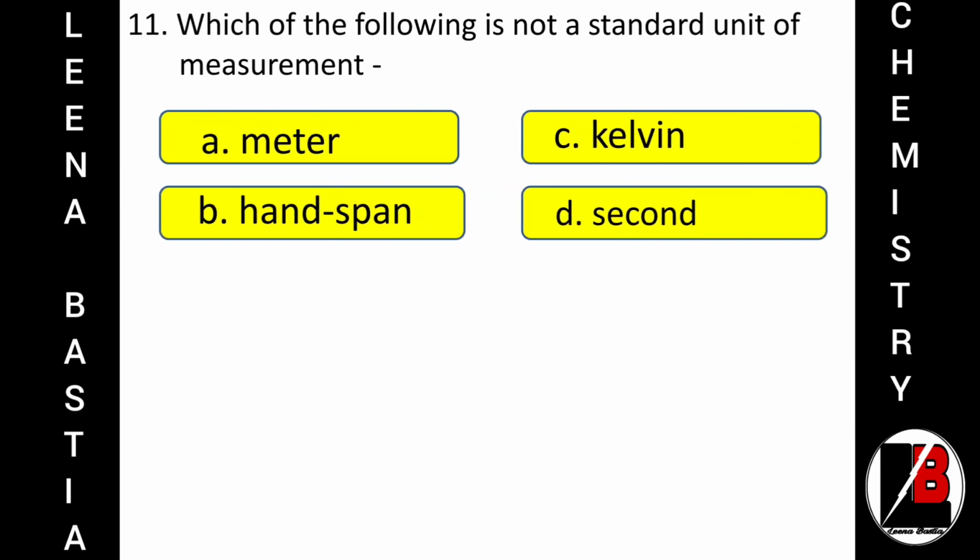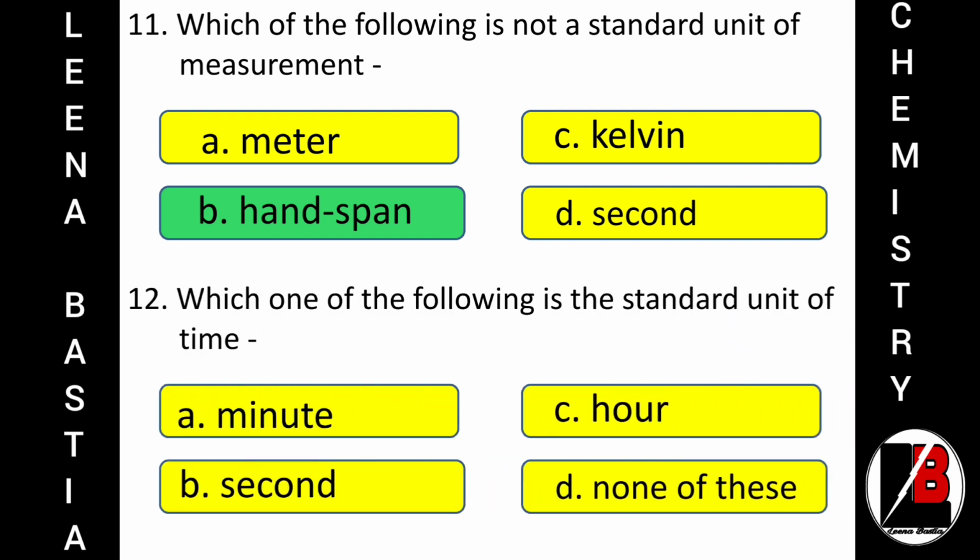Next question is, which of the following is not a standard unit of measurement? Okay, so the options are meter, handspan, Kelvin, second. So the answer is handspan because it is a non-standard unit, right?